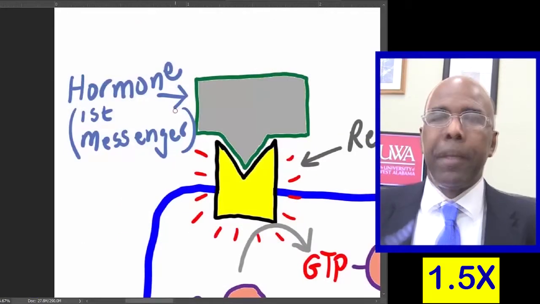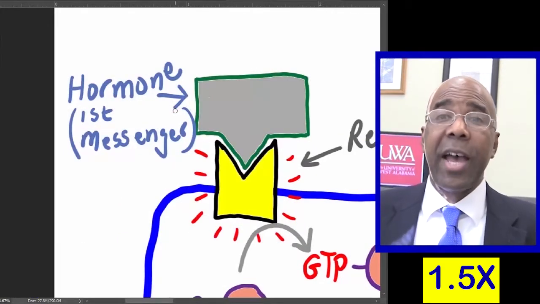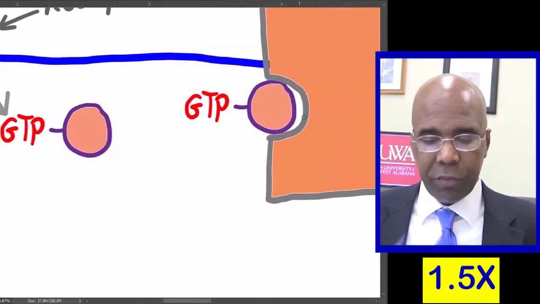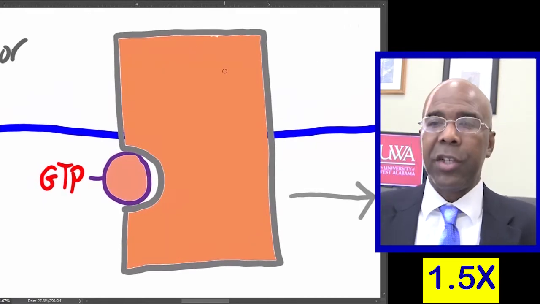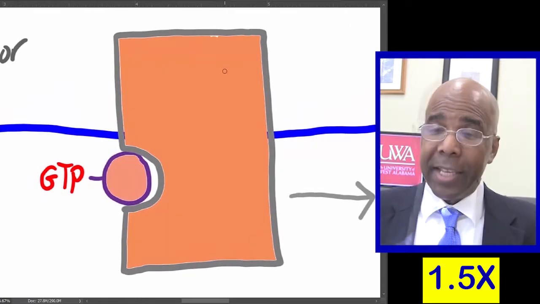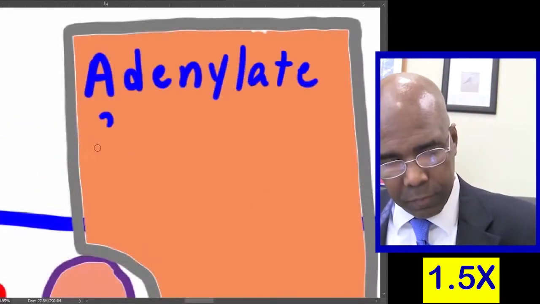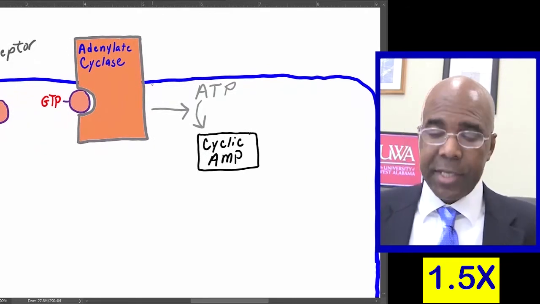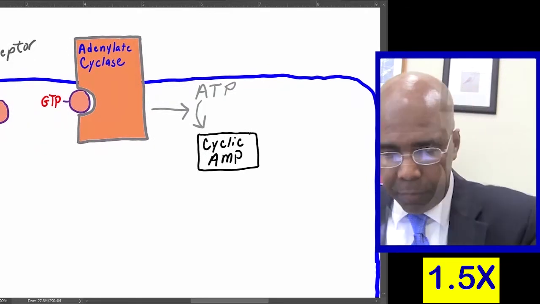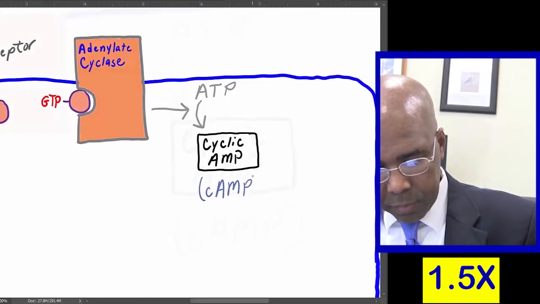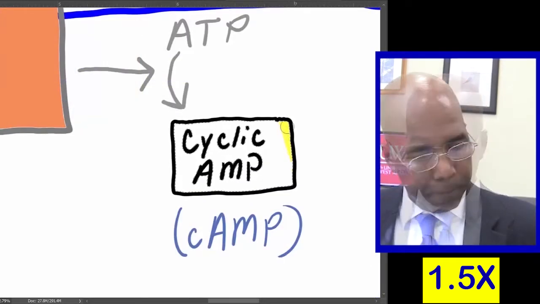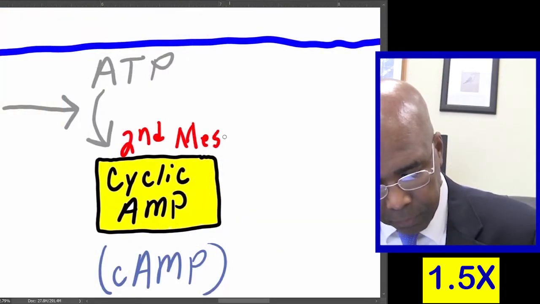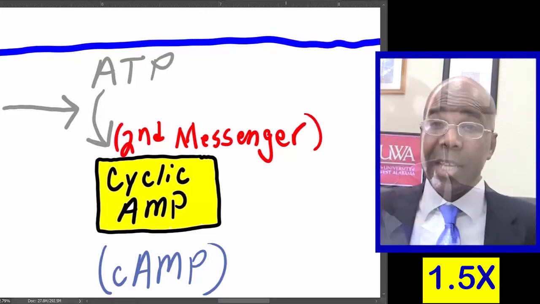So if our hormone is our first messenger, some molecule within the cell is going to be our second messenger. And let's identify our second messenger. The GDP-associated protein is going to be activated by the addition of GTP. It's not the second messenger. This enzyme, which is activated by the GTP-associated protein, is called adenylate cyclase. This is the enzyme for which the pathway is named. So adenylate cyclase is an enzyme, so it's not the second messenger. Adenylate cyclase converts ATP into cyclic AMP, or cAMP. So cyclic AMP is our second messenger. So let's highlight it here. Our second messenger is cyclic AMP.